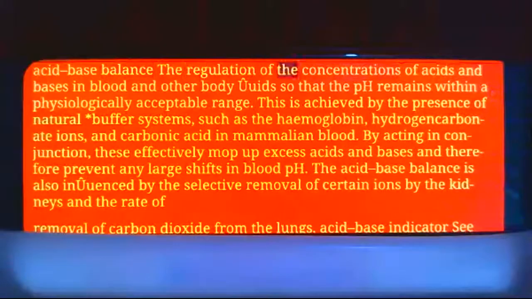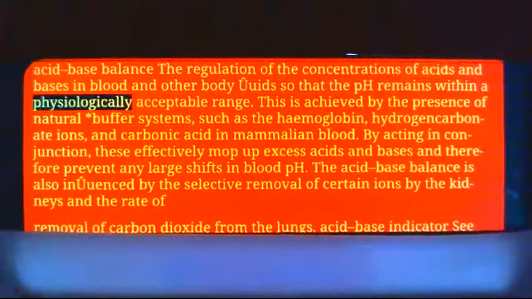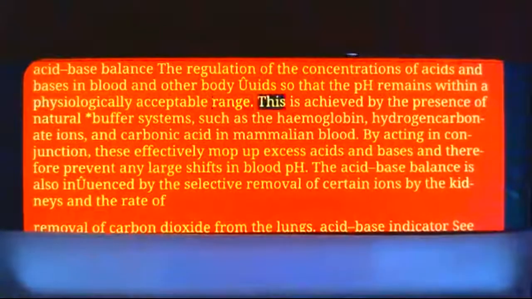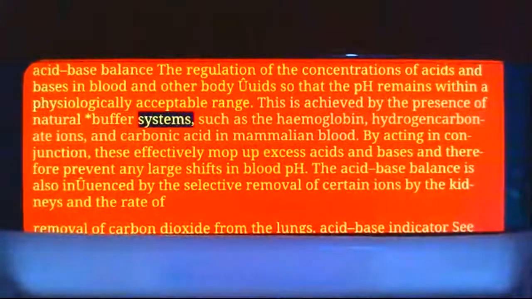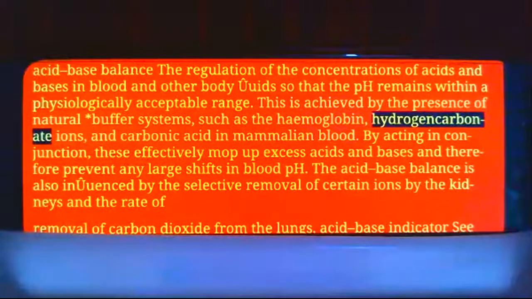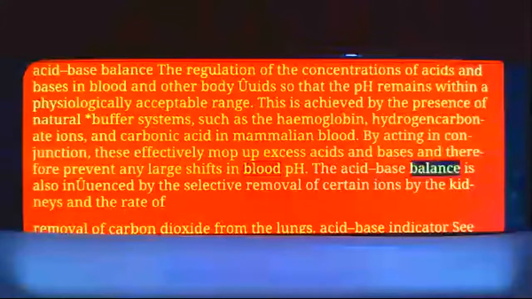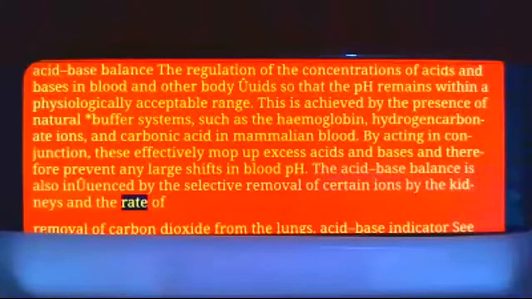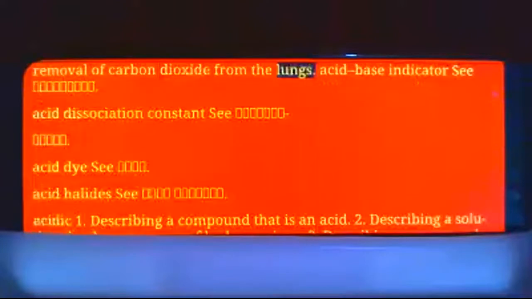Acid-base regulation: the regulation of the concentrations of acids and bases in blood and other body fluids so that the pH remains within a physiologically acceptable range. This is achieved by the presence of natural buffer systems such as the hemoglobin, hydrogen ions, and carbonic acid in mammalian blood. By acting in conjunction, these effectively mop up excess acids and bases and therefore prevent any large shifts in blood pH. The acid-base balance is also influenced by the selective removal of certain ions by the kidneys and removal of carbon dioxide from the lungs.